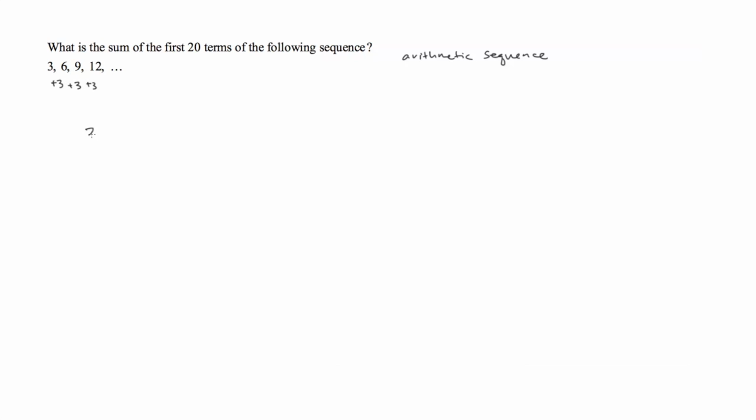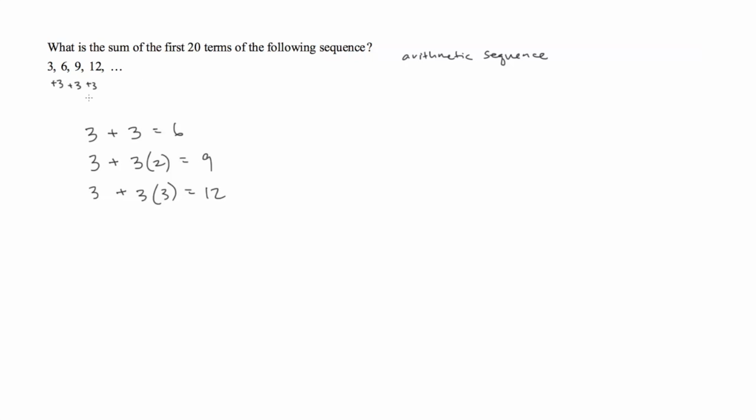So the first term is 3, and we add 3 to get the next term, to get 6. To get the third term, we start with the original number 3 and we do 3 times 2, or we're adding 3 twice: 3 plus 6, which is equal to 9. For the next term, we start with the original number 3 and add 3 to it 3 times, or 3 times 3, and we get 12.